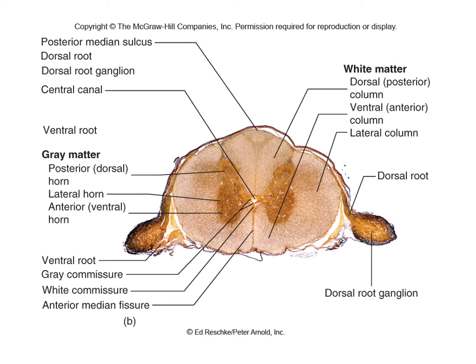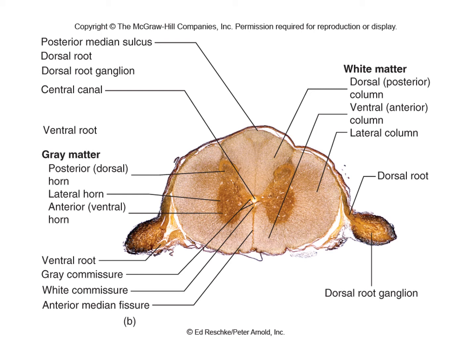So if you've already studied the lab images of the spinal cord, you know that the white matter is organized into these columns or funiculi. We have a posterior or dorsal, a lateral, and an anterior column of white matter on both the right and left side. This is an actual photograph of a preserved spinal cord.